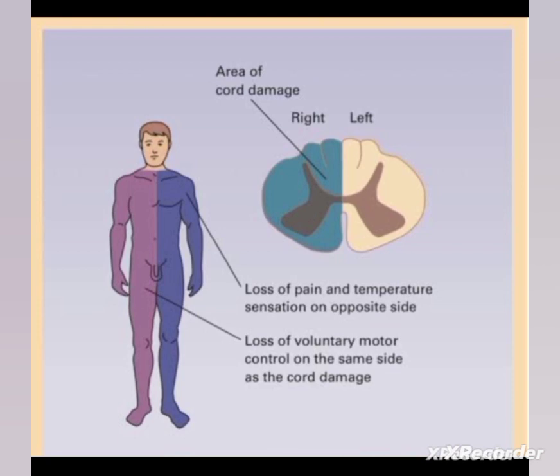In Brown-Sequard syndrome, there will be damage to one half of the spinal cord. This syndrome is characterized by loss of motor function and position, vibratory sensation. Here the vasomotor paralysis occurs on the same side, the ipsilateral side, but on the opposite side, the contralateral side, there will be loss of temperature, pain, sensation below the level of injury.